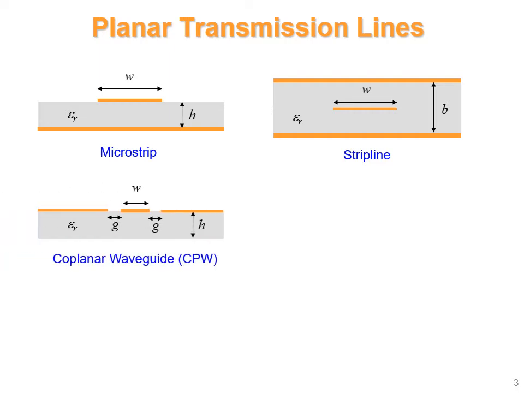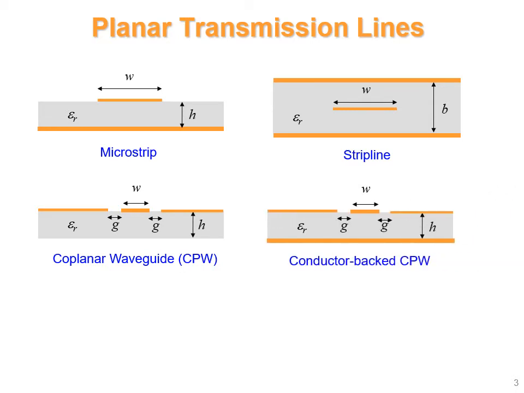Another one is called the coplanar waveguide. If you see this structure, it resembles a waveguide, as if two waveguides are coupled together. So this is called the coplanar waveguide structure. If it is supported by a ground, it is called a conductor-backed coplanar waveguide.